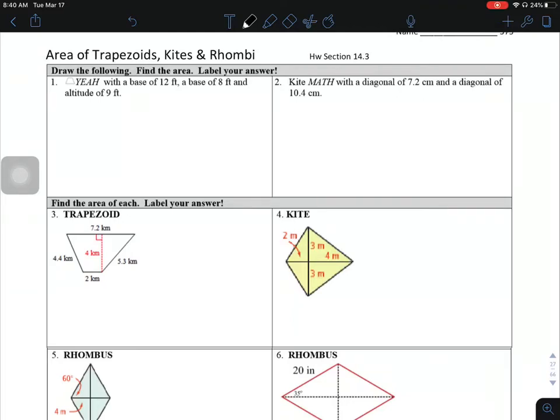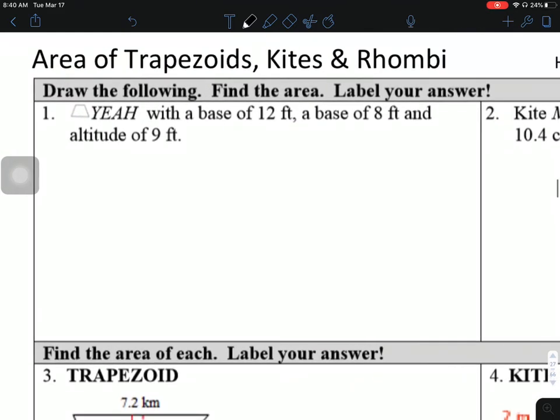This is Geometry Homework Section 14.3, Finding Areas of Trapezoids, Kites, and Rhombi. We're supposed to draw the picture, find the area, and label your answer. It looks like that's a picture of a trapezoid, with bases 2 and 8 and an altitude of 9.